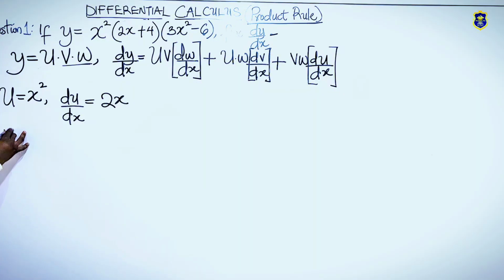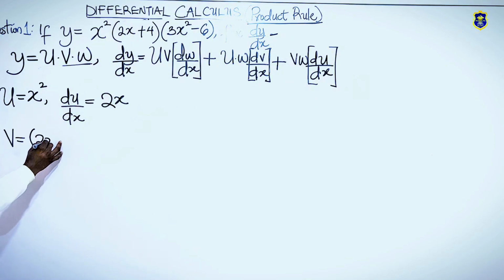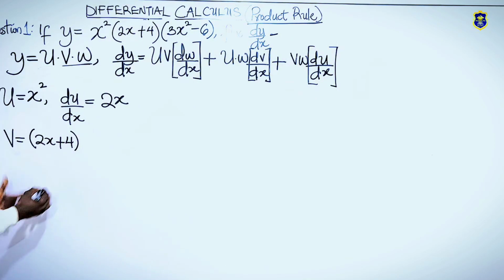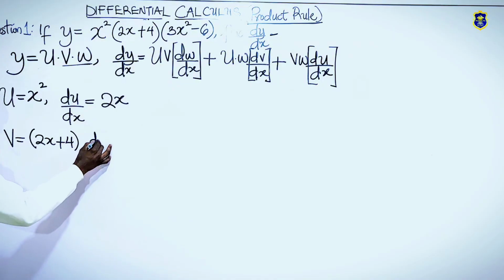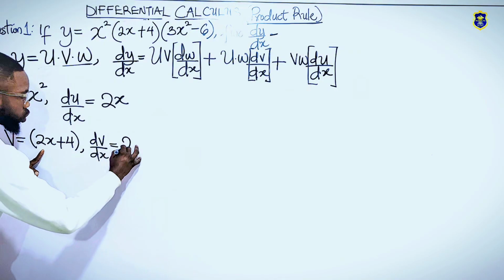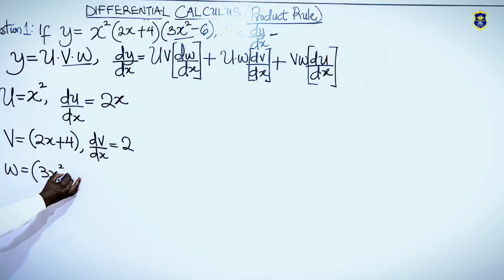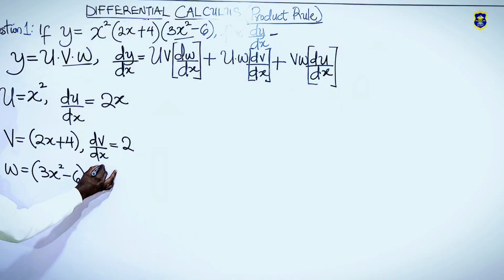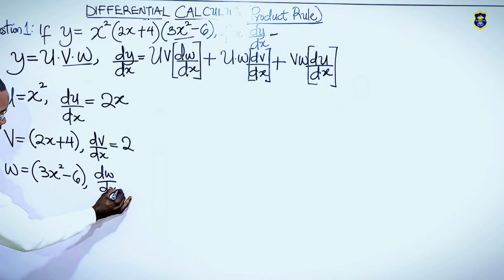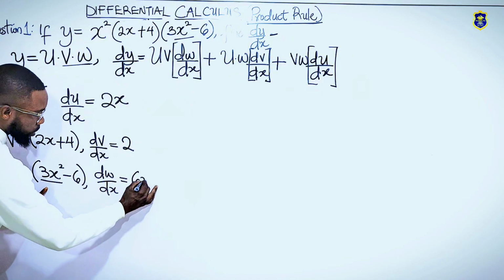How about v? This is v. v there is what? This is u, this becomes v. 2x plus 4. And if this is v, what becomes dv over dx? dv over dx gives us what? Just 2. Right? And this is w. If this is w, and w there is what? Is 3x squared minus 6. What then becomes dw over dx? If we differentiate this, we're going to get 6x.